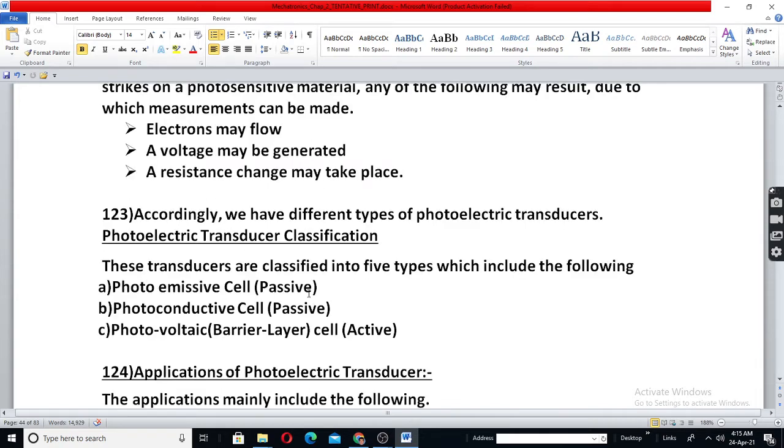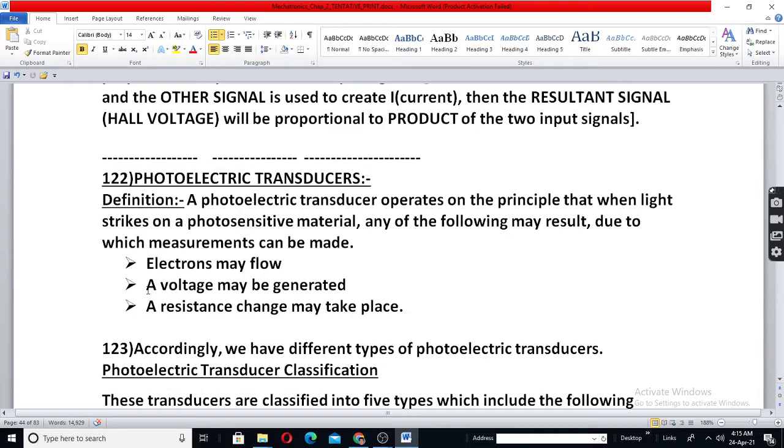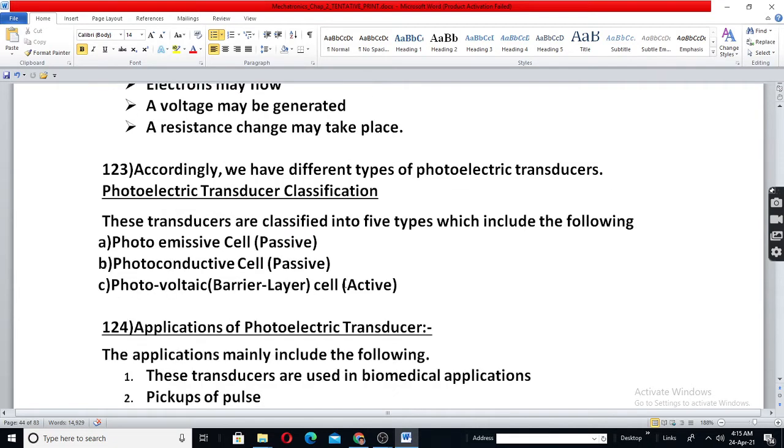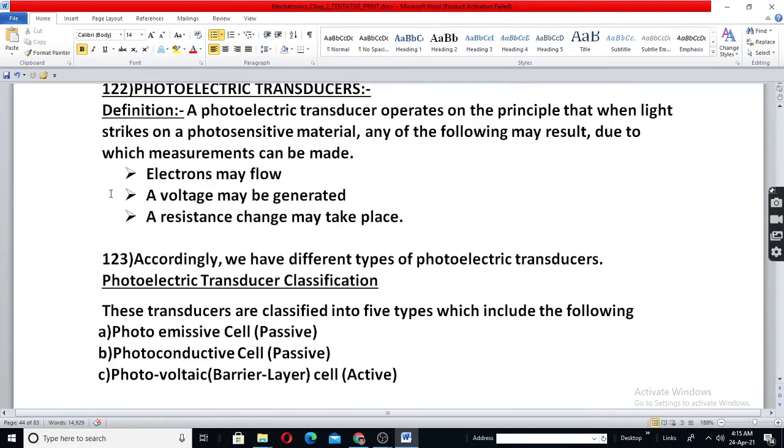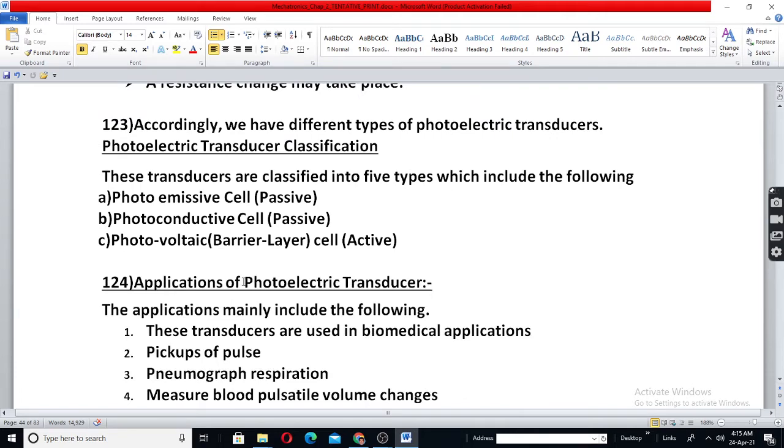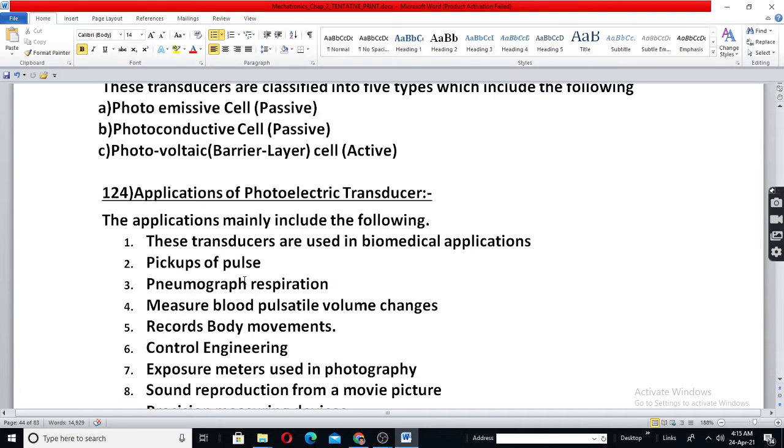Next, you need external excitation for these two effects. Next is a voltage may be generated, that is called as solar cell or photovoltaic cell. Here first, second and third, A, B, C. Here it is written this is A, this is B, and this is C. Accordingly we can use them as transducers.